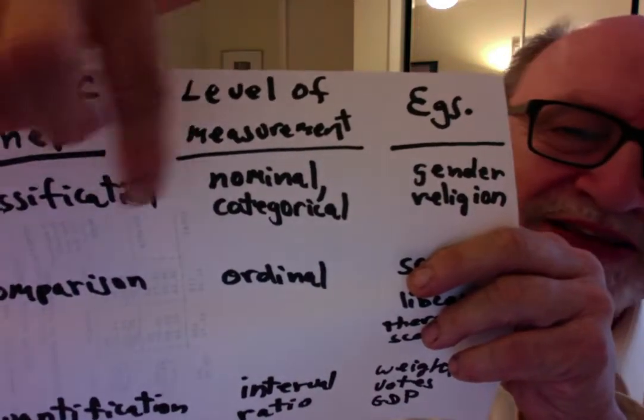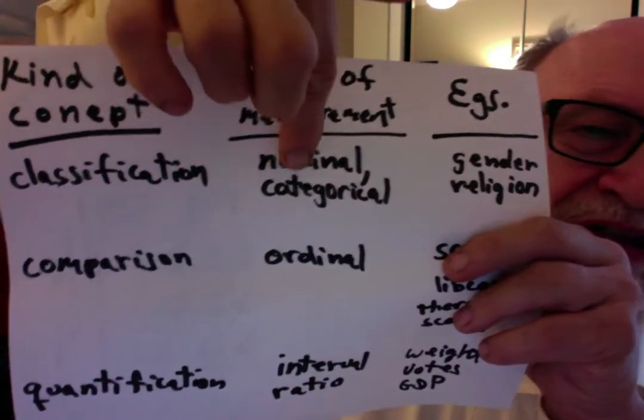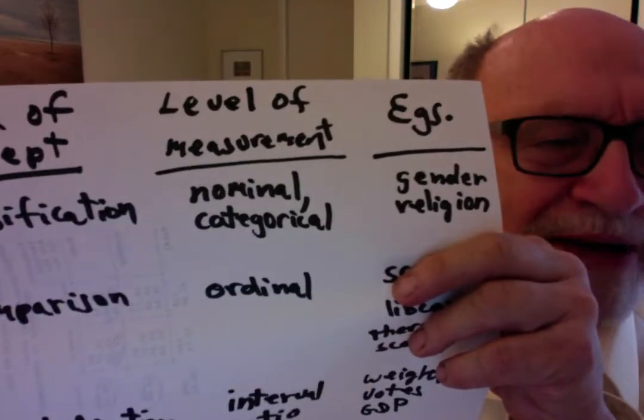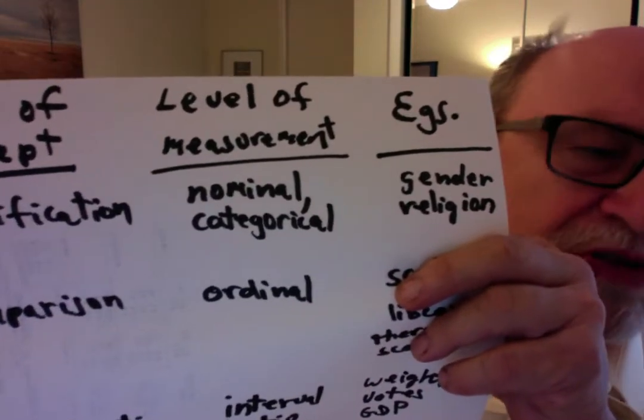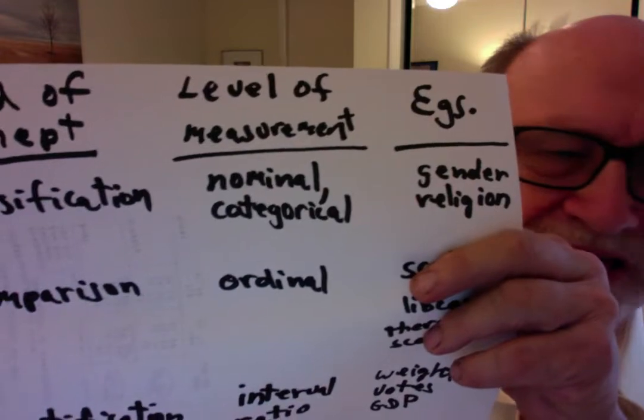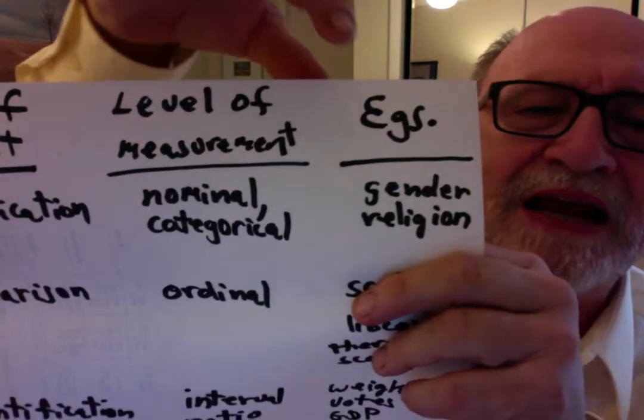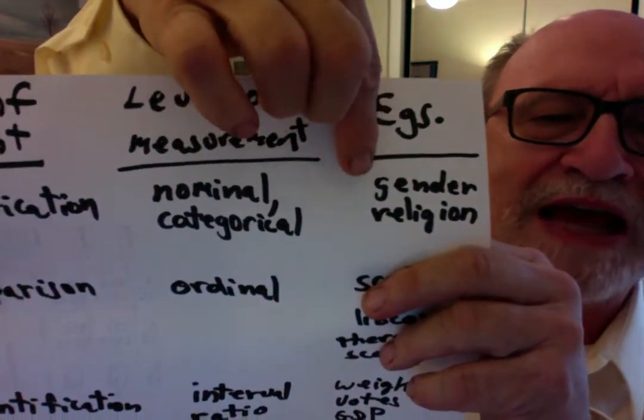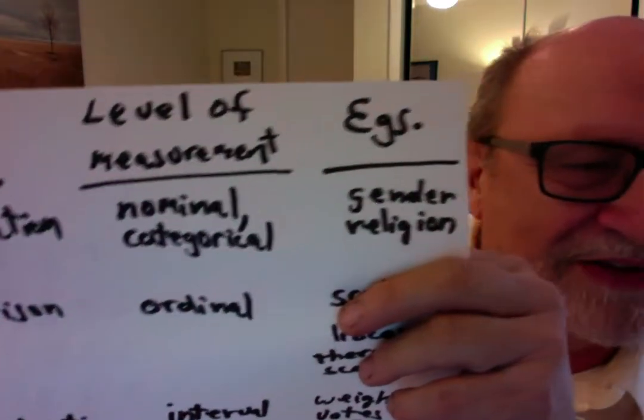We can see at this classification concept level, the level of measurement is called the nominal level of measurement. Some people use the word categorical level. They can be used interchangeably. And then I'm giving you some examples. What do I have here? Gender and religion as examples.